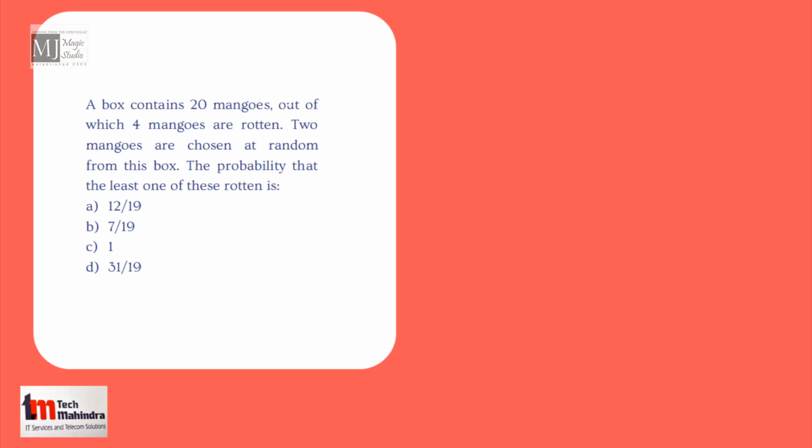A box contains 20 mangoes, out of which 4 are rotten. So 16 would be good mangoes. So we have 20 mangoes in a box. 2 mangoes are chosen at random. We are choosing 2 at a time from this box. And nothing is mentioned about how we are drawing it.